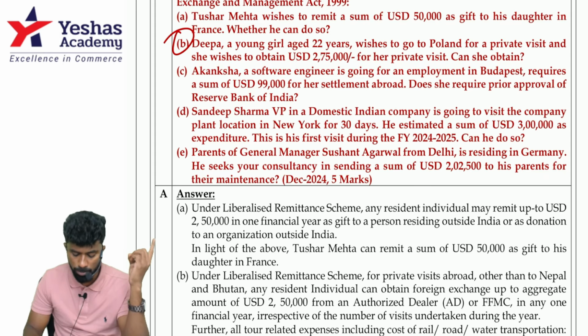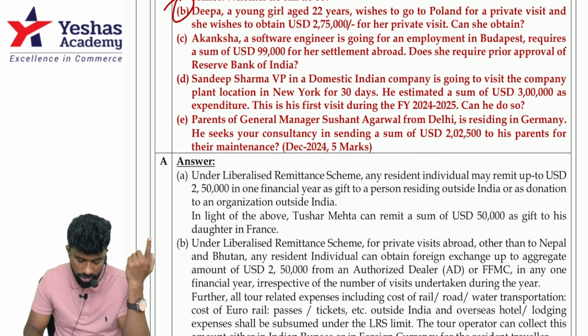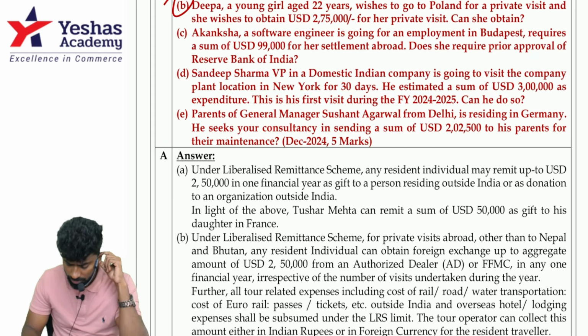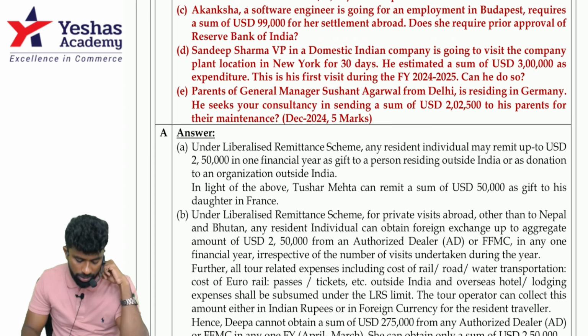Akanksha. Going for what? Employment. Required sum of how much? For a settlement abroad. Can she draw 99,000? Yes. Sandeep Sharma. How much you want? Can you draw 3 lakh? Only how much? 2,50,000. Parent of General Manager Shishant Agarwal from Delhi is residing in Germany.